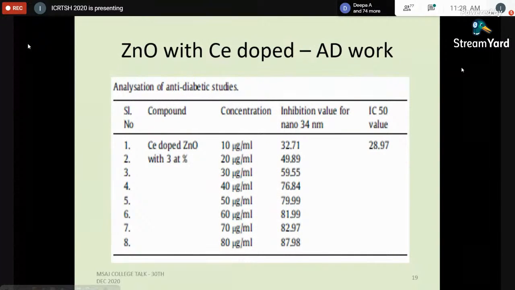Yeah. Now, previously we had zinc oxide by the green synthesis method. Here, ZnO with Ce doping. It's a laboratory preparation method, for anti-diabetic work. The preparation method is similar to the previous methods we have discussed, so I'm not going into details about the preparation. We are going for the analysis of the anti-diabetic methodology for ZnO:Ce. Here, 3 atomic percent, 5 atomic percent, and 7 atomic percent variations are there for Ce doping of ZnO, where we have this IC50 value as 28.97. Next slide, please.